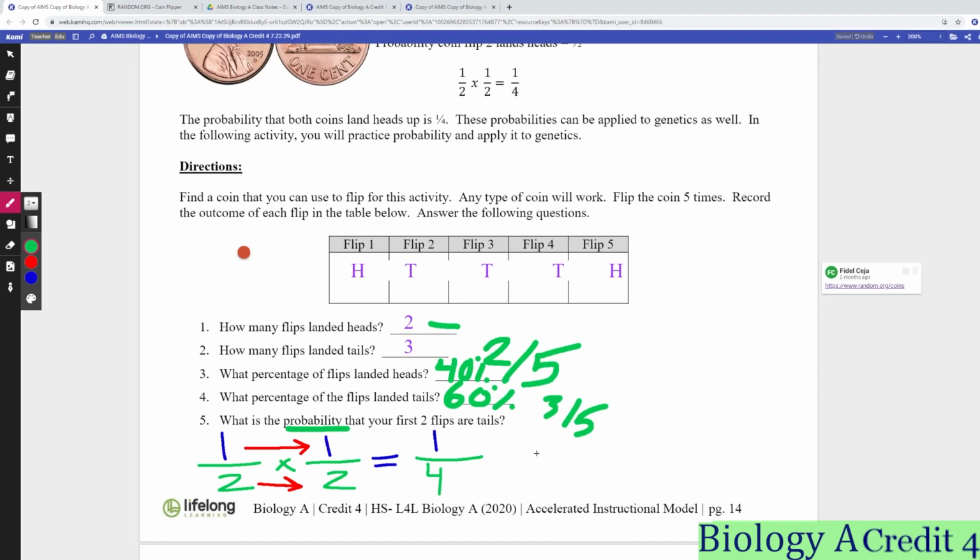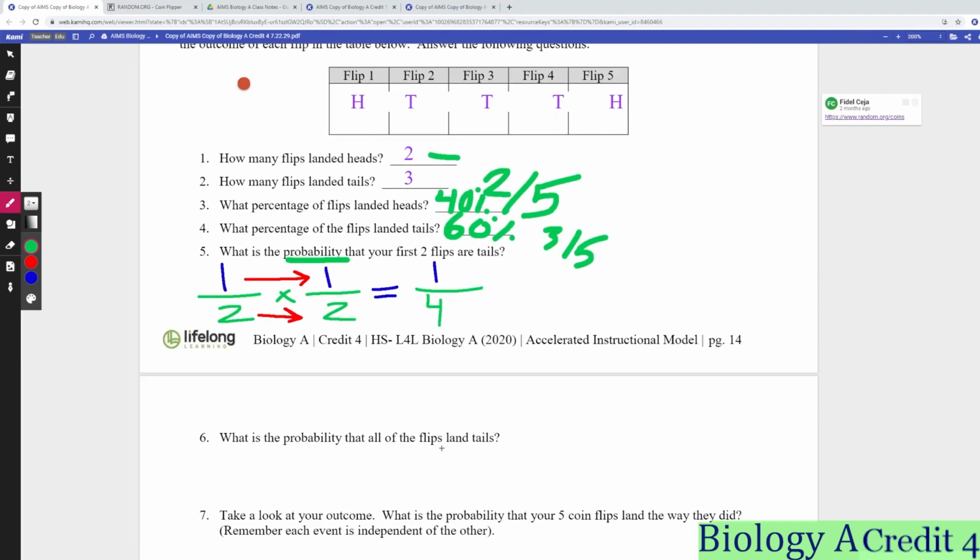But what if we changed it up? What if we said we wanted all of them to be tails? So how many flips did we do? We did 5. Each flip had 2 sides it could be landing on. It could either be heads or tails. Can't be both. It's not a trick. But if I went tails, let's figure out the probability of that. We're just going to break it down. 2 times 2, that gives us 4.